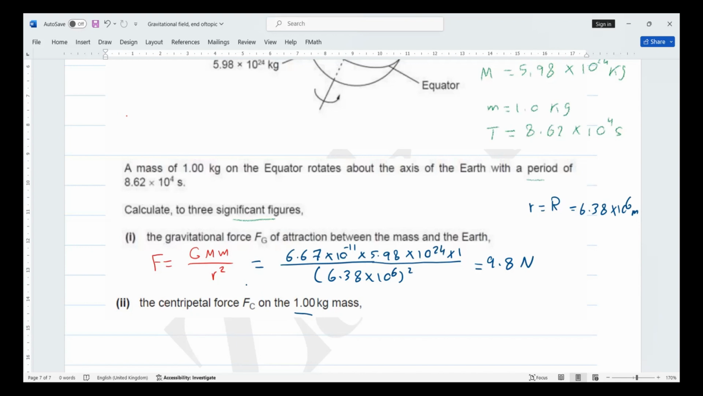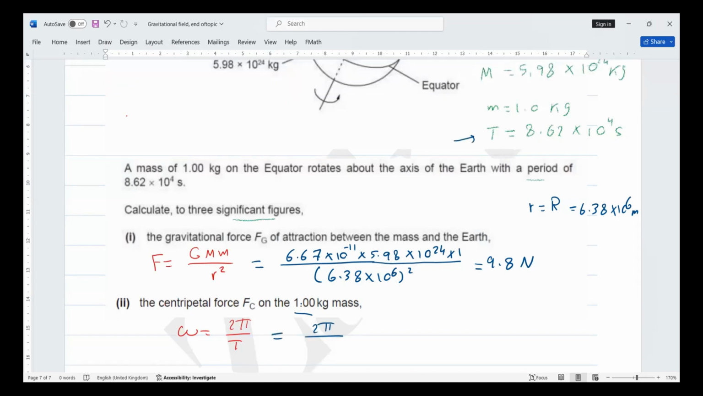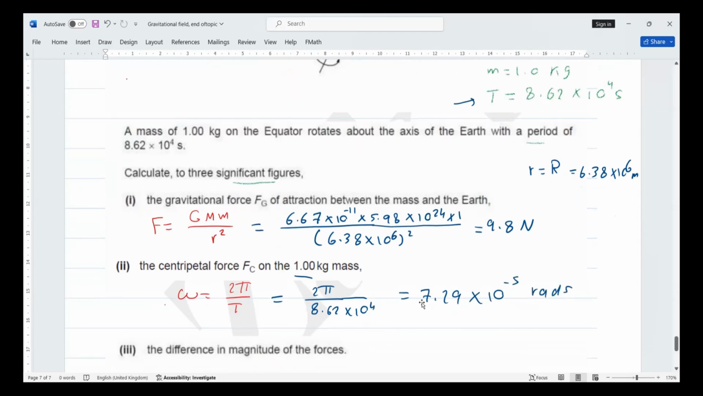To calculate the centripetal force, first of all, we calculate the angular speed of that mass. The angular speed, omega, is 2 pi over T. Then it's 2 pi divided by the time period, 8.62 multiply 10 power 4. So the angular speed is 7.29 multiply 10 power negative 5 radian per second. We can calculate the force on that.